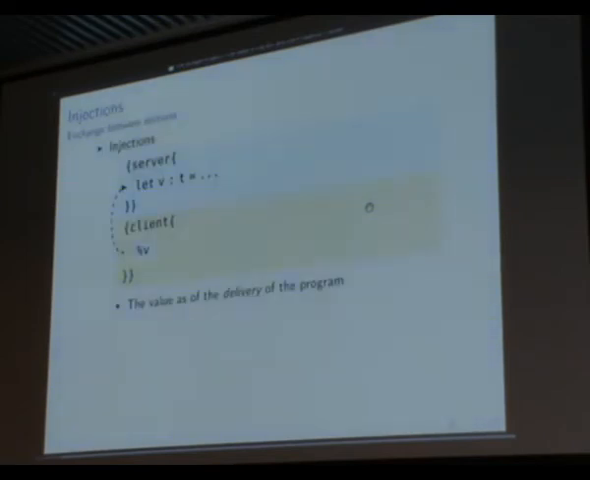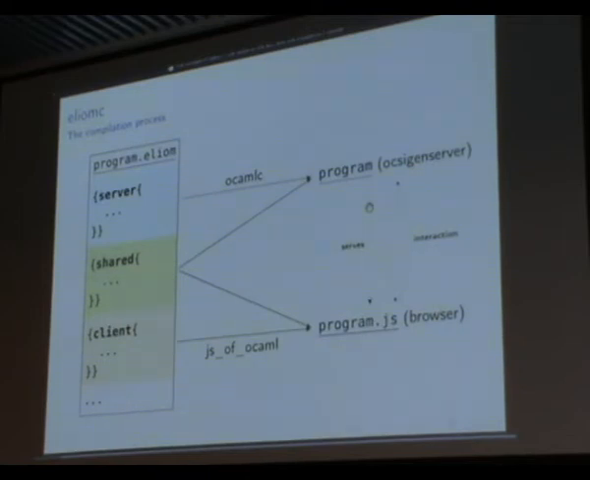So the first point in Eliom is to make it possible to program server and client side in one single source file. This is first of all very easy. You can just declare sections. Here's a server section which contains the server-only code of your program, and you have a client section which contains the client-only part of the program.